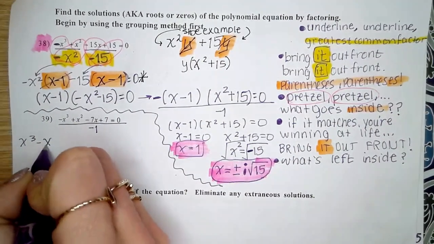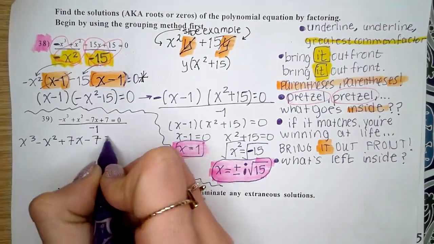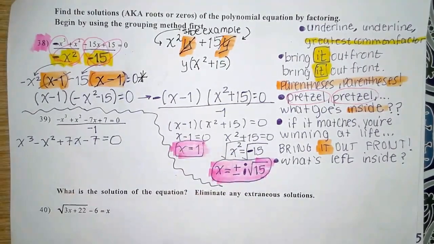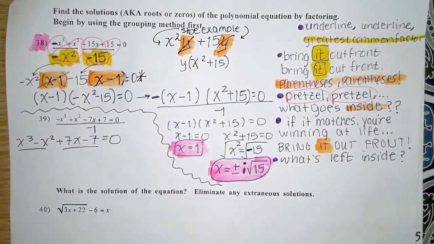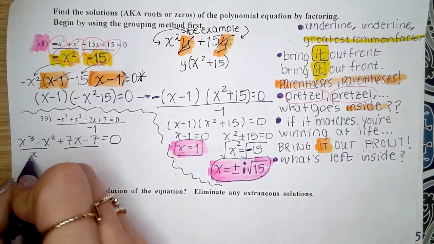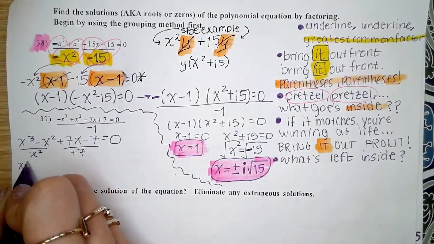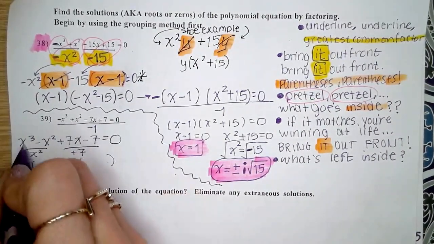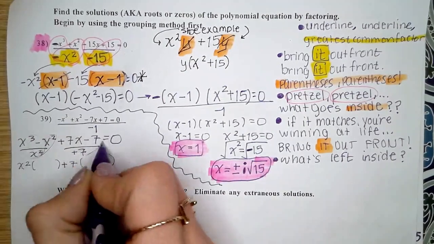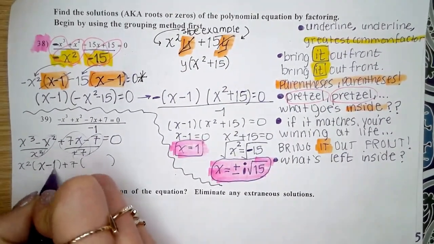So x to the third minus x to the second plus 7x minus 7 equals 0. 0 divided by anything is 0, unless you divide by 0, which you're not even supposed to do, so it would be undefined. Underline, underline, greatest common factor. Here I get an x squared. Here I get a positive 7. Bring it out front. Bring it out front. Parentheses, parentheses. Pretzel, so you might just draw it lightly. Pretzel, what goes inside? Well, that's going to be x minus 1.